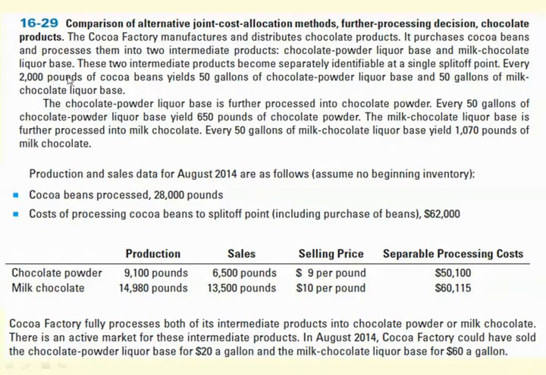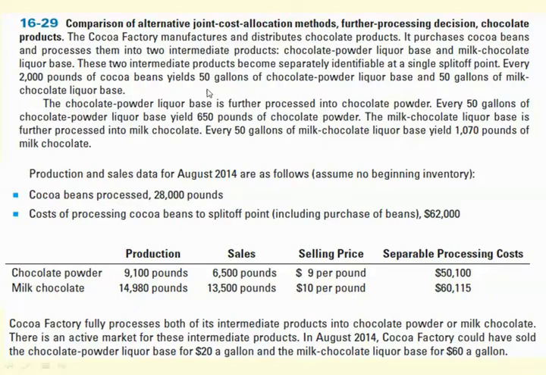Each 2,000 pounds of cocoa beans yields 50 gallons of chocolate powder liquor base, so 2,000 pounds of cocoa beans result in 50 gallons of our first intermediate product. And at the same time, it also results in 50 gallons of milk chocolate liquor base, our second intermediate product.